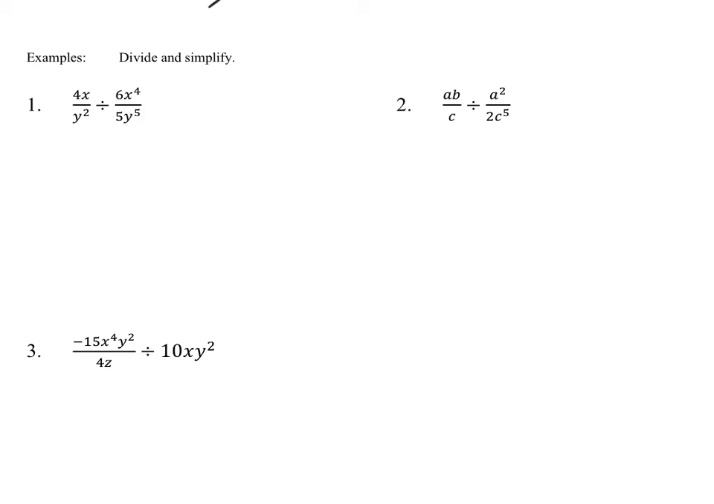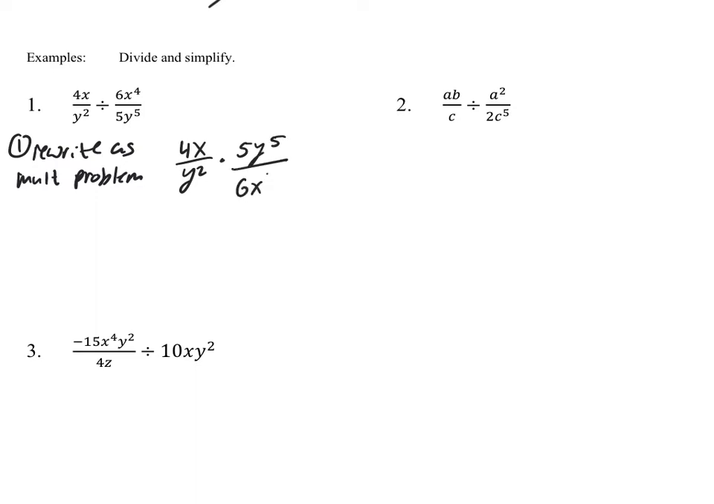So the first thing you always want to do is rewrite as a multiplication problem. And that works the same for rational expressions as it did for your fractions, right? So we're going to leave the first one alone, 4x over y squared, change to multiplication, and take the reciprocal. So flip the numerator and denominator. 5y to the 5th is now your numerator. 6x to the 4th is now your denominator.